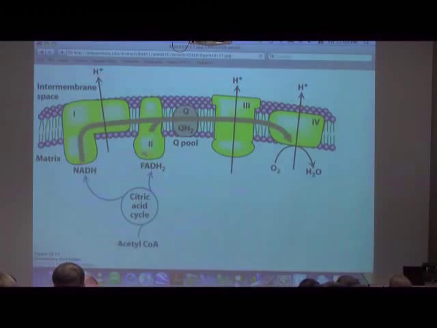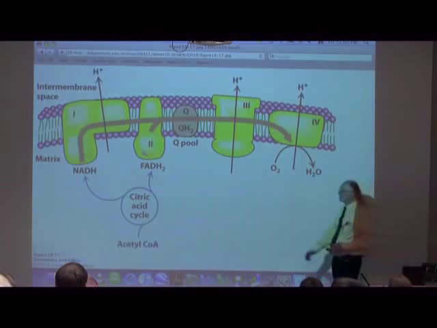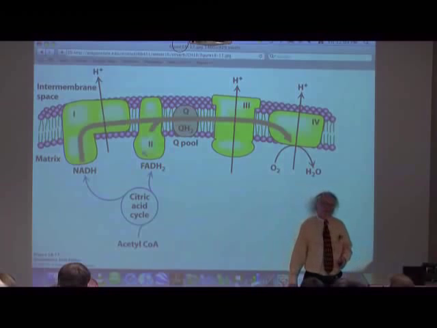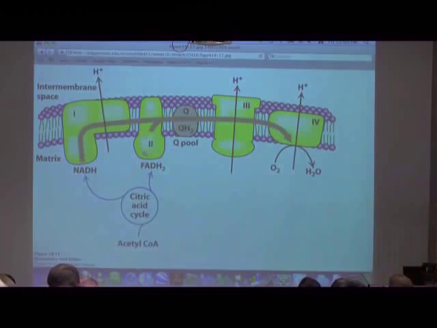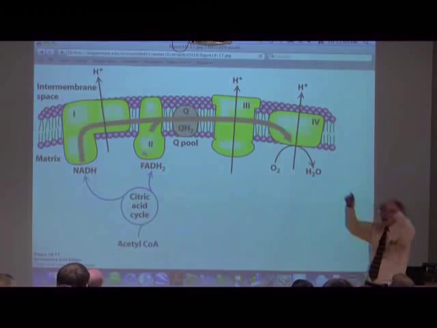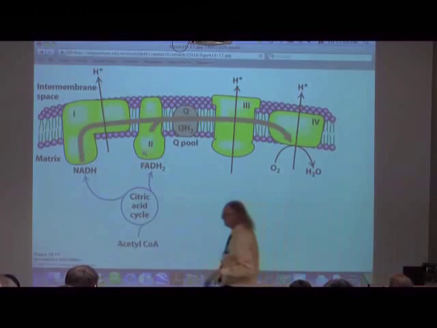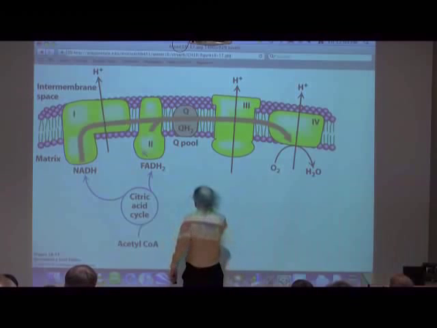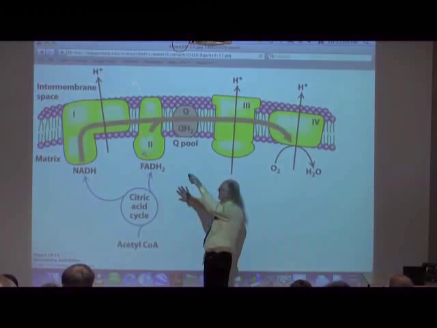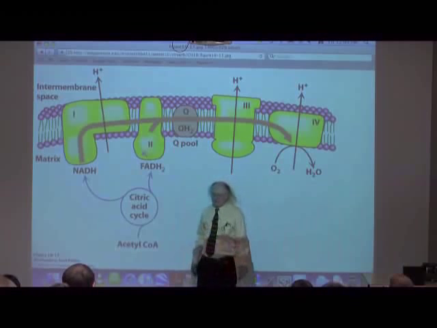Okay. This, I think, is a better representation of what's actually happening. So what you see on the screen is the representation of the mitochondrion. Inside the mitochondrion is down. Outside the mitochondrion is up. And where it says intermembrane space, remember we've got an inner mitochondrial membrane and an outer mitochondrial membrane. So the intermembrane space is that space between the outer membrane and the inner membrane. So this is the matrix. This is outside the inner mitochondrial membrane.